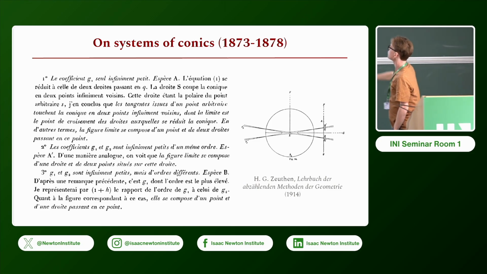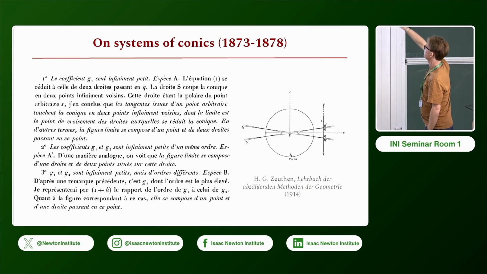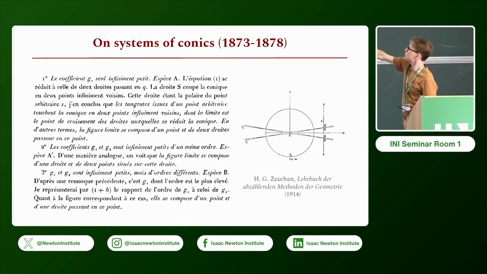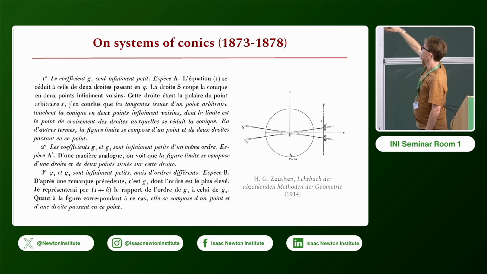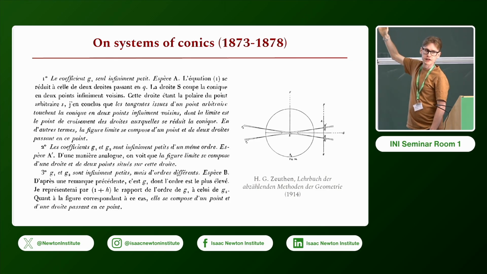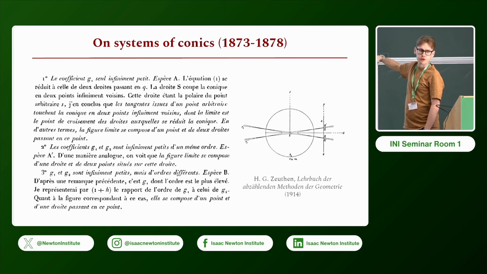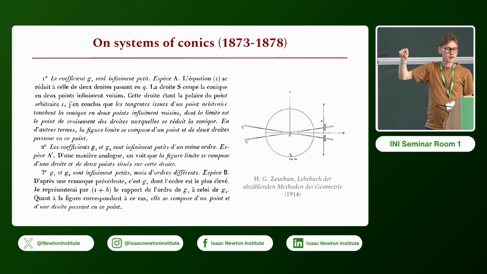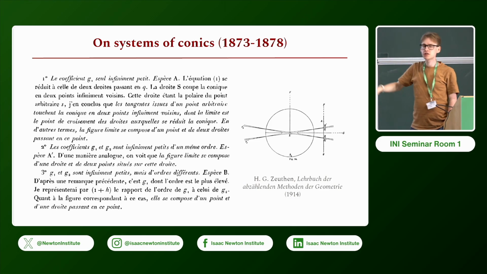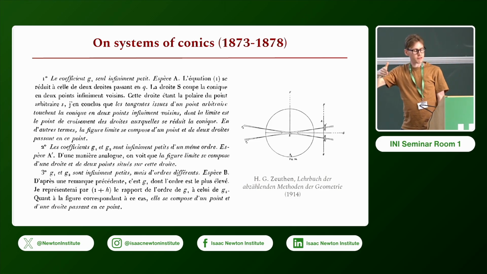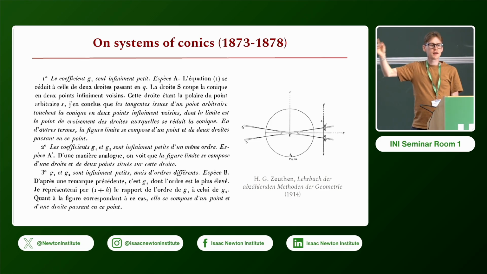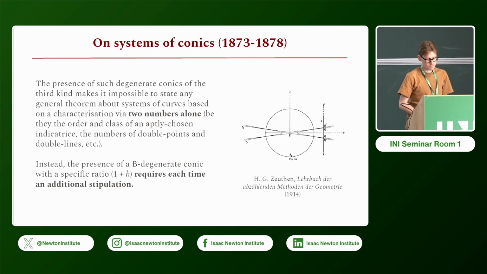And the ratio at which the semi-axes degenerate, that is your 1 plus h. So here you have a hyperbola. Both diameters vanish to 0, but they vanish at different rates. And so the ratio of the rates at which those diameters vanish, this is this 1 plus h. And for each different value of 1 plus h, the conic behaves differently with regards to enumerative questions.